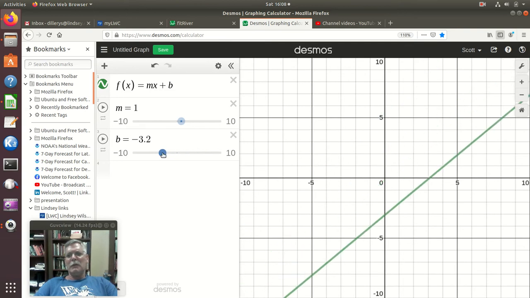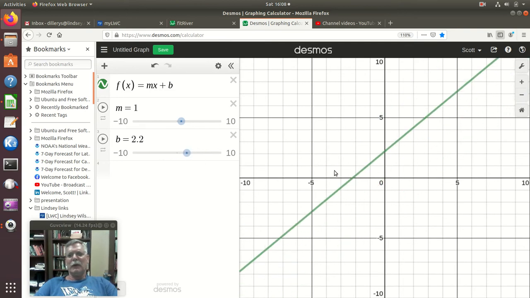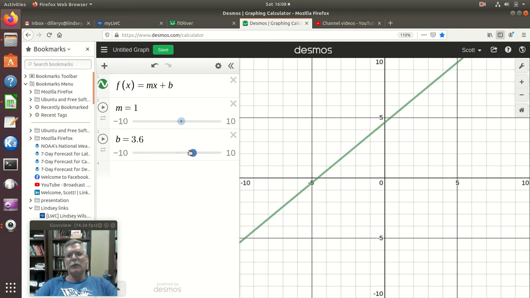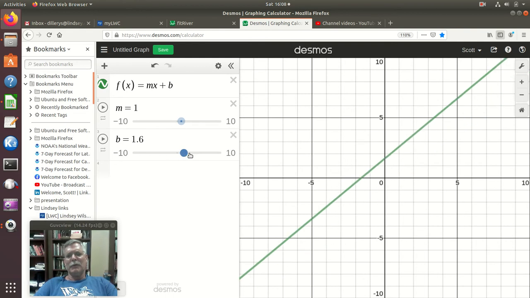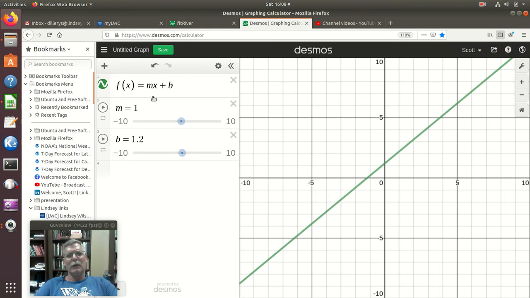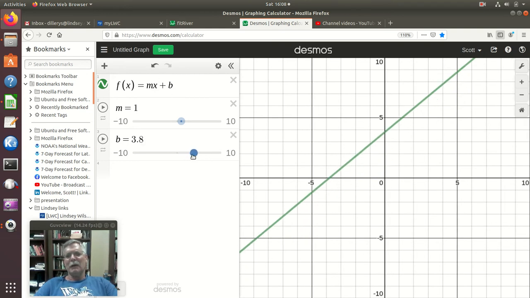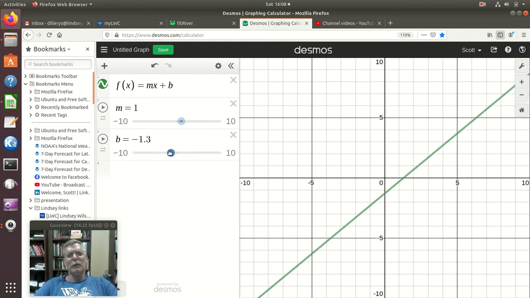The b, you could say it's sliding this thing this way and that way, but actually it's just going up or down, right? That's the y-intercept. So if I want to move this around in terms of the parameters of the family, I can do that simply by doing this.